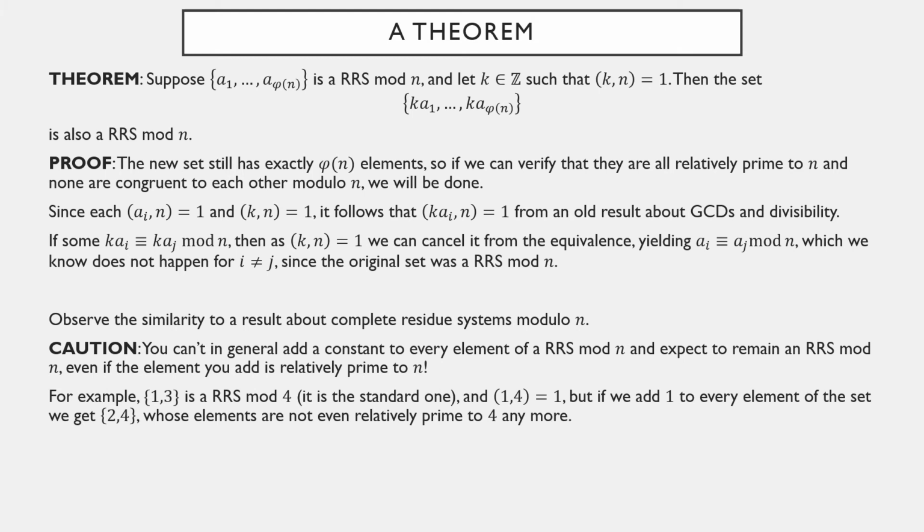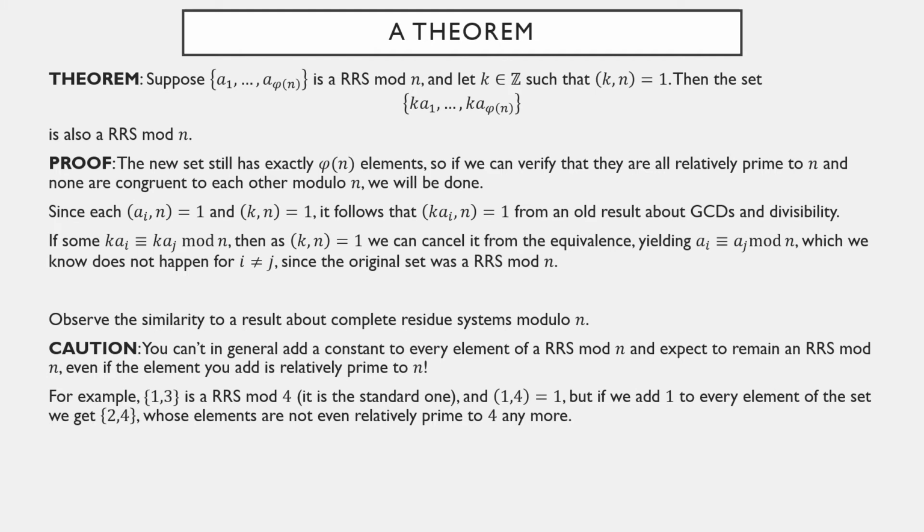So for example, 1 and 3 is the standard reduced residue system mod 4. Consider the standard complete residue system 0, 1, 2, 3. Remove the things that are not relatively prime to 4, specifically 0 and 2, and you're left with 1 and 3. So 1, 3 is a reduced residue system mod 4. 1 is definitely relatively prime to 4, but if you were to add 1 to every element of the set, you would get 2, 4, and those are not relatively prime to 4 anymore, so they're definitely not a reduced residue system.